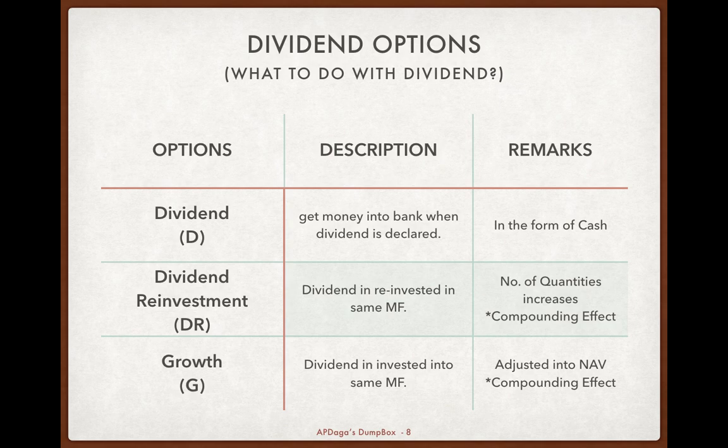And in growth, it is similar to dividend reinvestment. Your dividend gets reinvested in the same mutual fund, but the thing is your quantity doesn't increase. Your NAV, meaning its price, gets adjusted. So there are benefits of each of them, and it depends person to person which one to select. You have to select it at the time of investment only. Dividend reinvestment and growth have a compounding effect, that is an advantage. You don't get that advantage in the dividend option. And personally, I like the growth option.